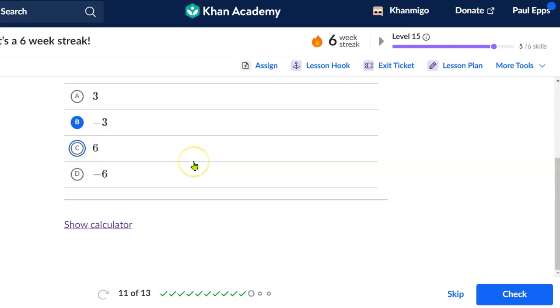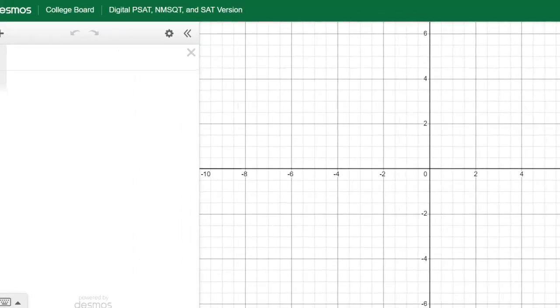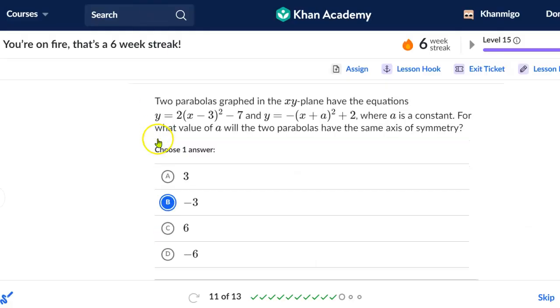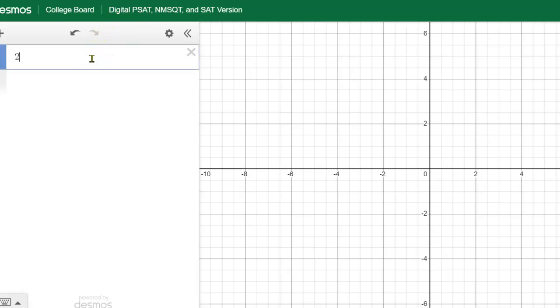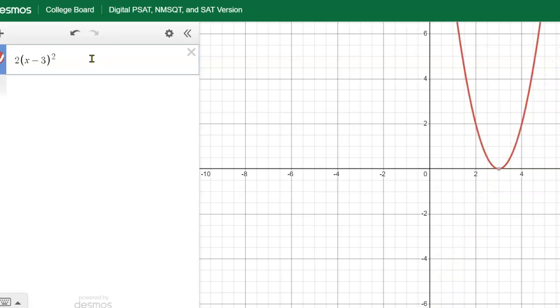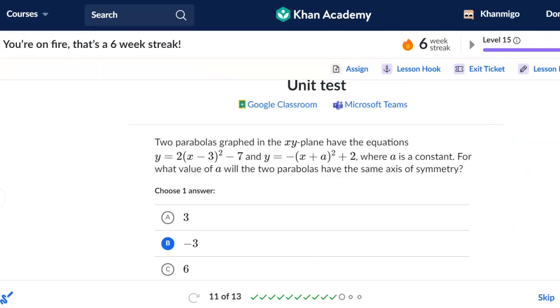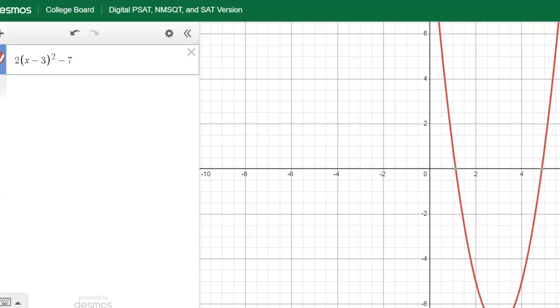Actually, let's do it like this. Show calculator. Give me a new calculator. All right. And the equations are 2x minus 3 squared minus 7. So 2x minus 3 squared minus 7, right? Minus 7. And the other one is negative x plus a squared plus 2.